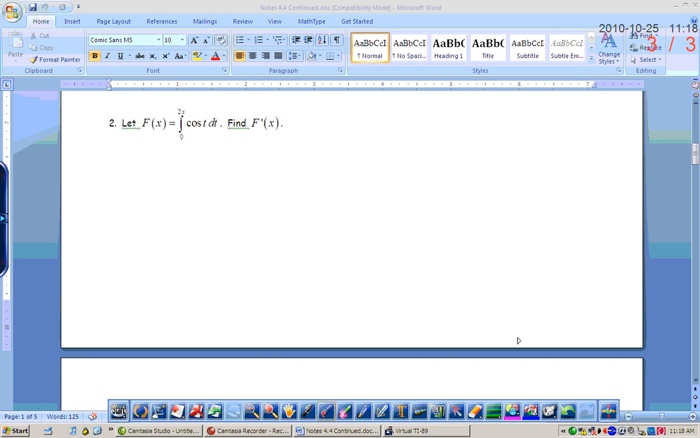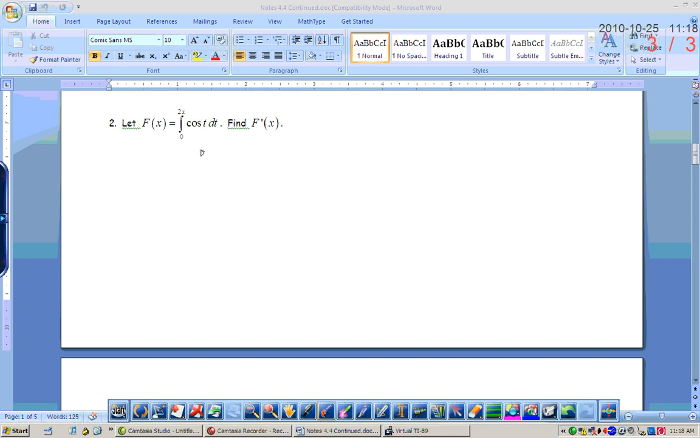So we're going to let capital F of x equal the integral from 0 to 2x of cosine t dt. And I want to find capital F prime of x. All right, so if I want to do this, what do I need to do? Integrate. Right. Basically, I'm going to have to integrate that, and then I'm going to have to take the derivative. Well, what's the integral of cosine t?